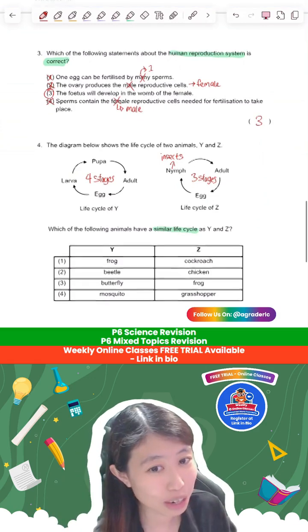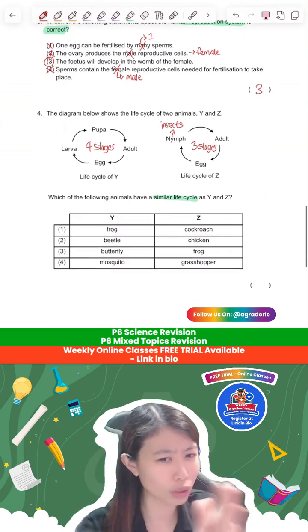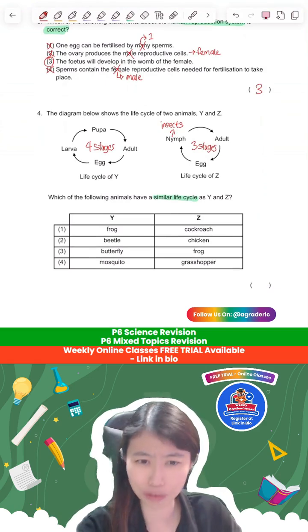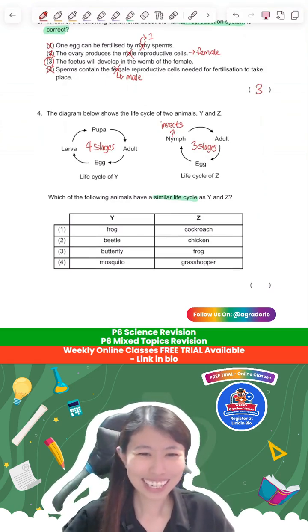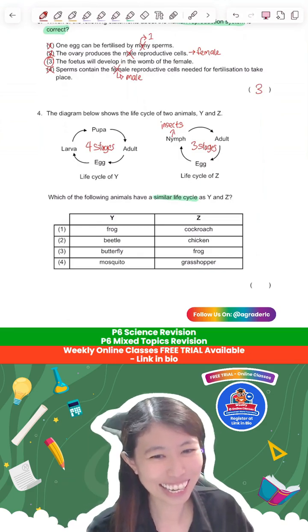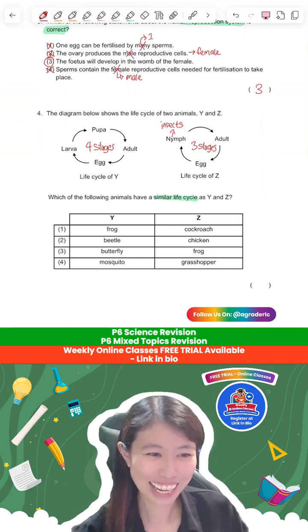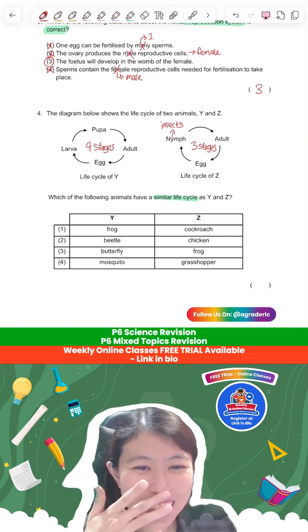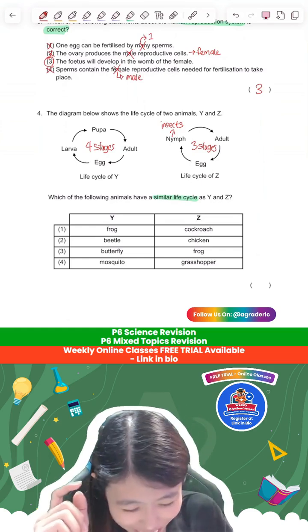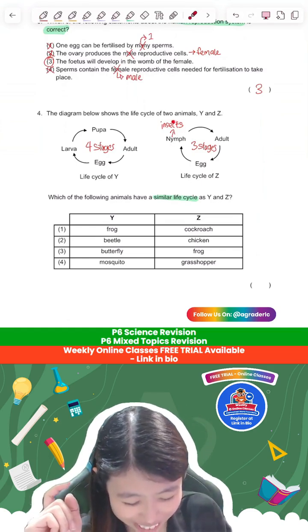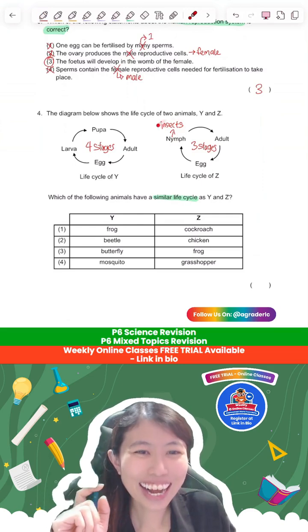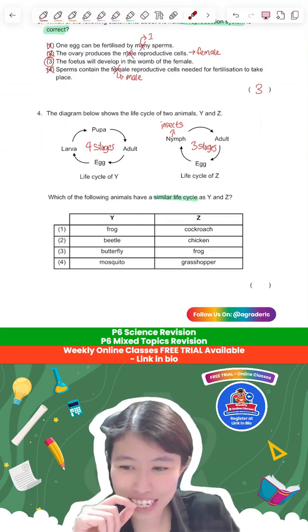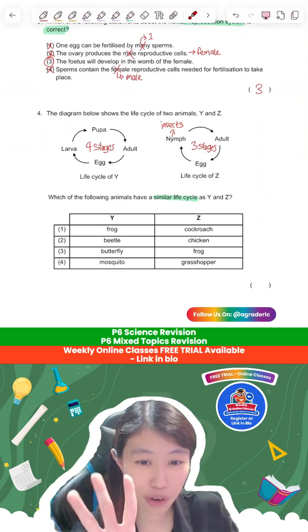So send in your answer. Which one do you think? Now you don't need to guess whether it's 3 or 4 already. Definite answer. What do you think it is? I don't need, it must be insects because it's nymph. Okay, the correct answer is number 4.